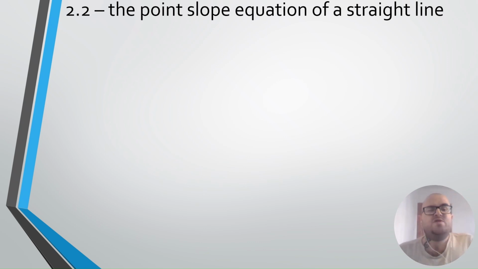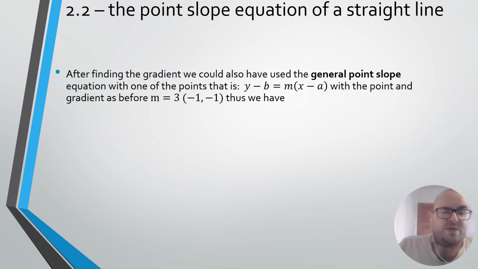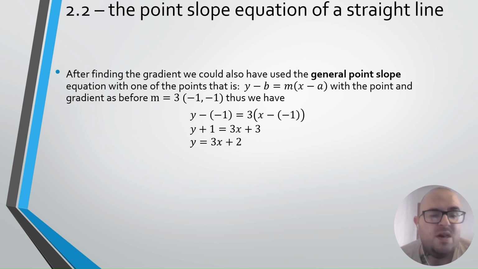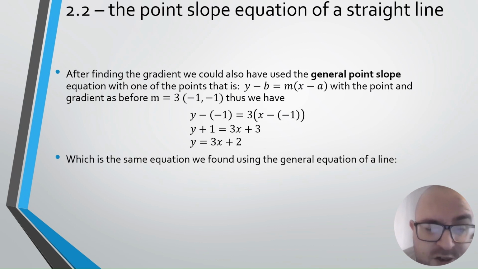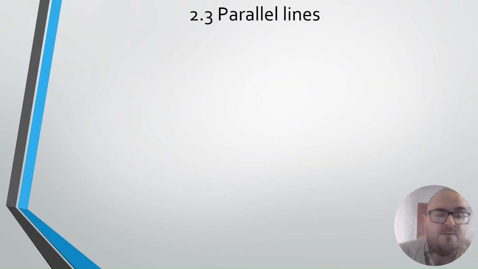The point-slope equation of a straight line. We have a general equation here, the general point-slope equation it is called, and the equation is y minus b equals m brackets x minus a. We need, as before, the gradient and the point, so we have m is 3 and the point -1, -1. Substitute it into that equation, rearrange, and it gives us y equals 3x plus 2 again. This is just the same equation that we found using the other method in the previous slides. Y equals mx plus c, of course.